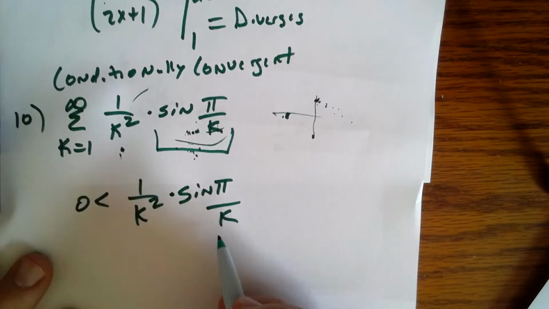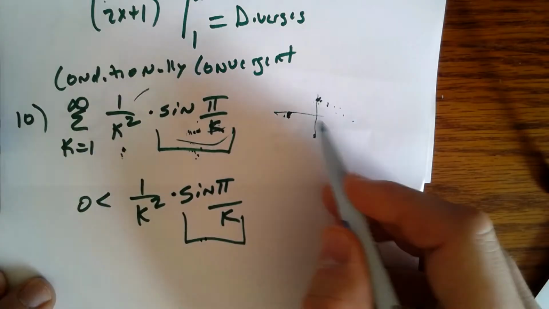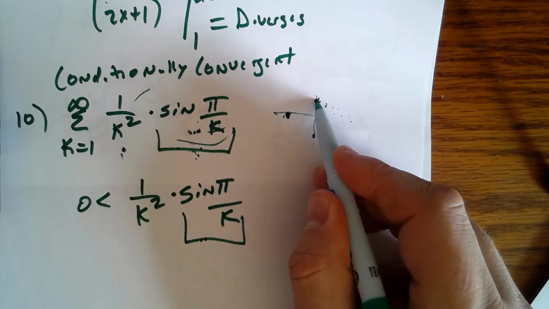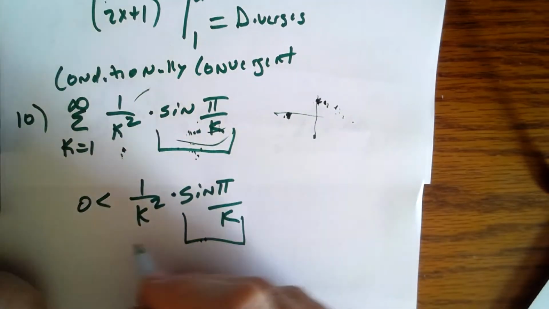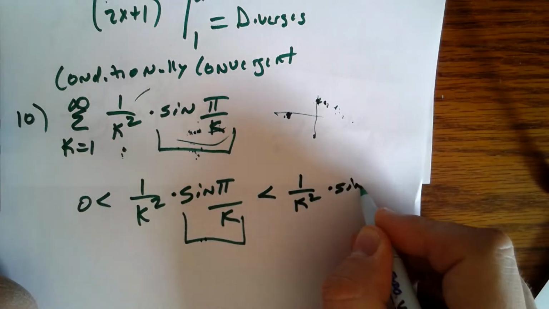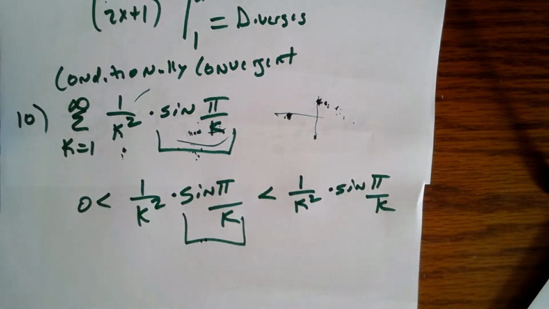Okay, now what can we compare this to? Well, what I like to do is just remove the nasty part. Correct. This part, when k is equal to 1, it makes it smaller. When k is equal to 2, it makes it equal. But when k is equal to 3, you're multiplying by a number that's less than 1. So this is less than 1 over k squared times the sine of pi over k. It's equal to it when k is equal to 2. It's still less than it when k is equal to 1.